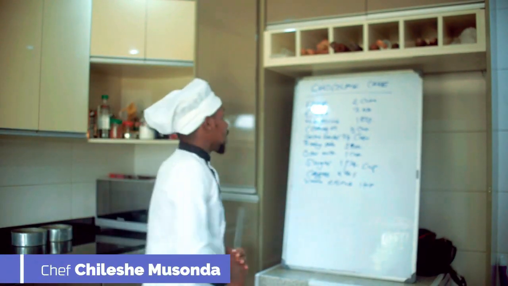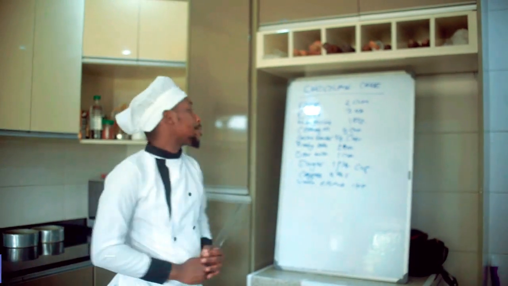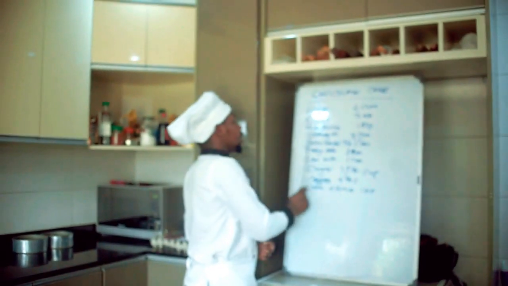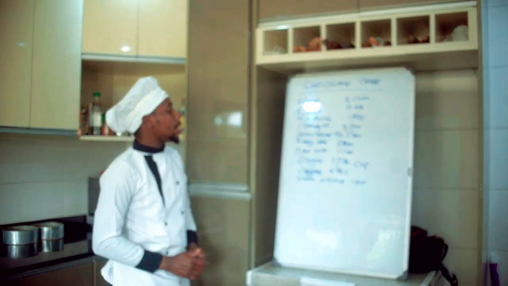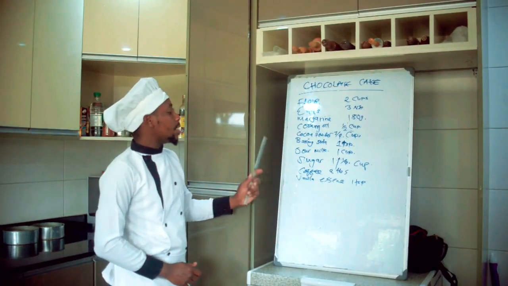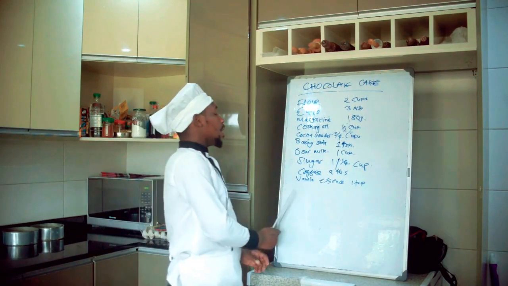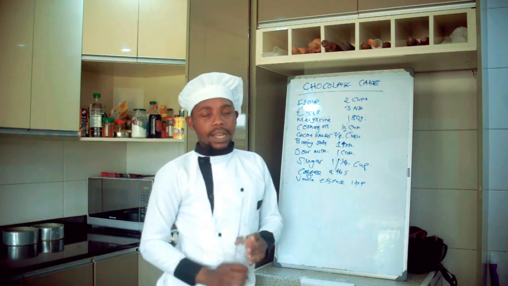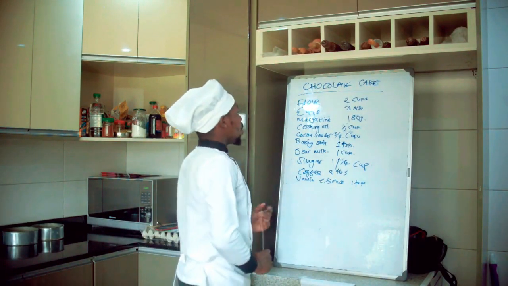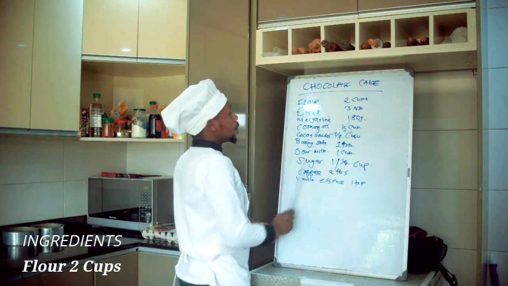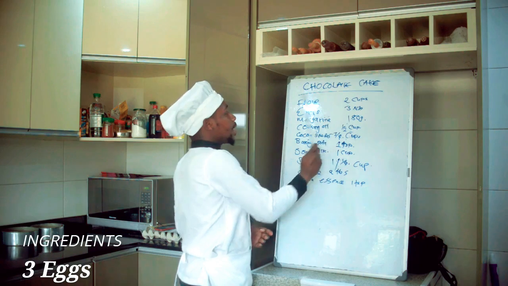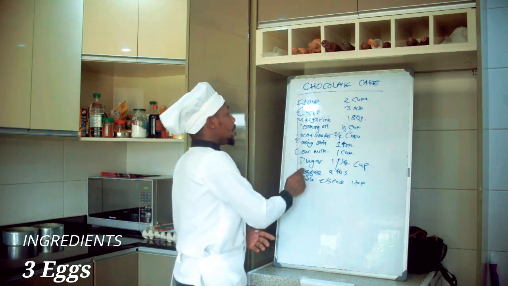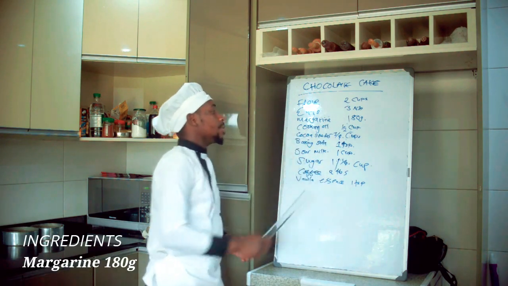So with the chocolate cake, the ingredients that I have in play are flour, eggs, margarine, cooking oil, cocoa powder, baking powder, sour milk, sugar, coffee, and vanilla essence. When it comes to our flour today, we're going to use 2 cups of flour and 3 eggs, room temperature. Margarine we're using 180 grams.